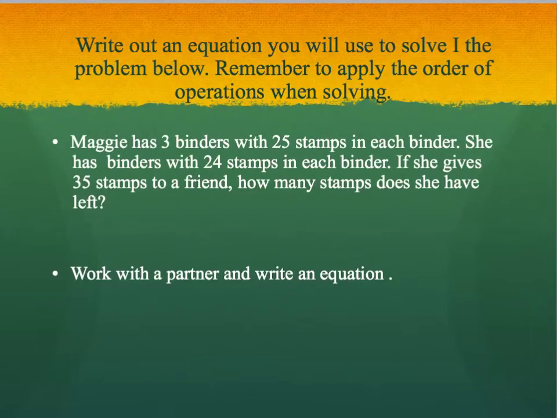Okay, so I have one problem here that I would like for you to try. It's a word problem, and you're going to read the word problem and remember to apply the order of operations when you're ready to solve it. So first, see if you can come up with an equation to go with the steps that you would use in solving this problem. So pause your show here, and solve it, and then when you get back to it, see if your answer matches mine.